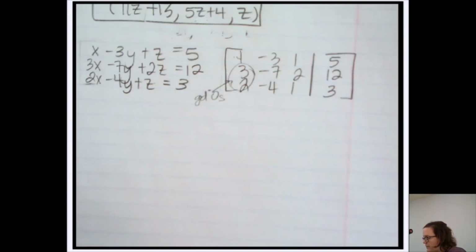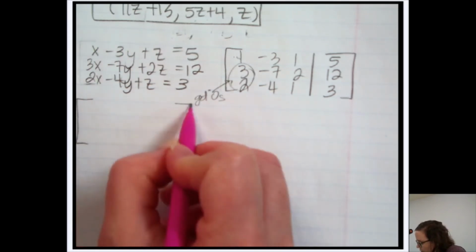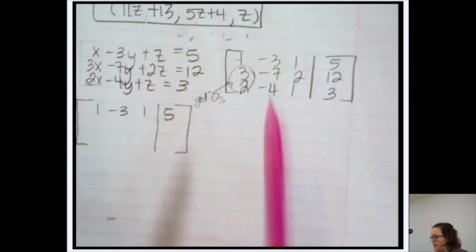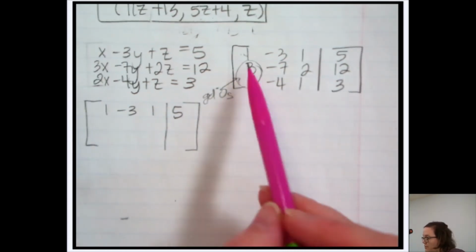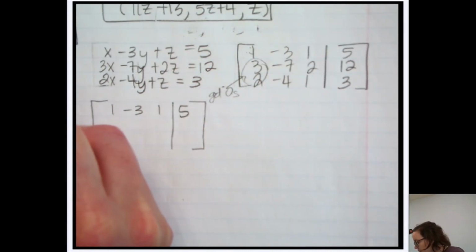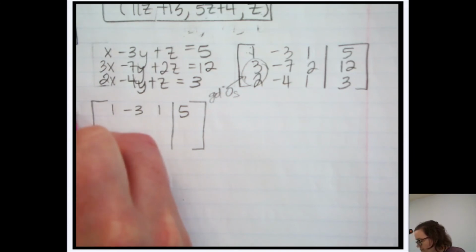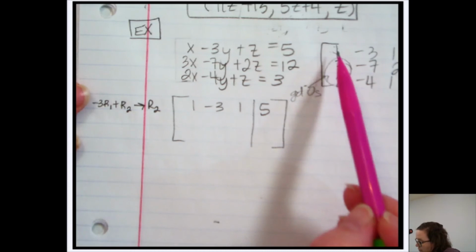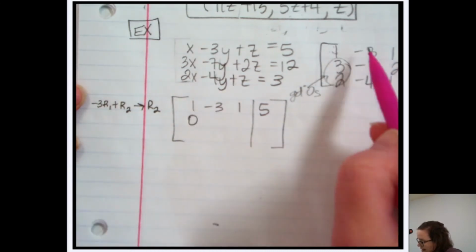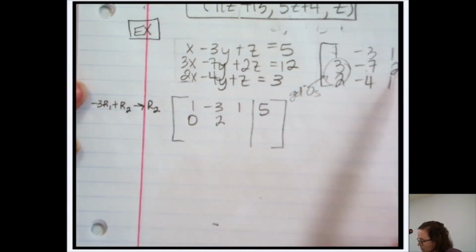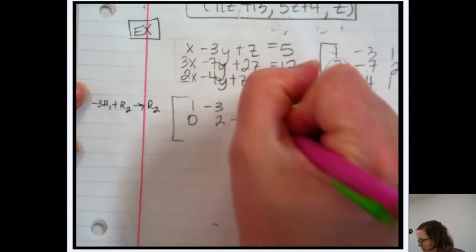Okay, so we do want to start here and get zeros. We do that by opposites. Okay, so we will not change our first one. Okay, so what we need to do is multiply our top by -3. So -3 times row 1 plus row 2 is going to give us row 2. Okay. So -3 plus 3 is 0. 9 minus 7 is 2. Let's see. -3 plus 2 is -1. And -15 plus 12 is -3.